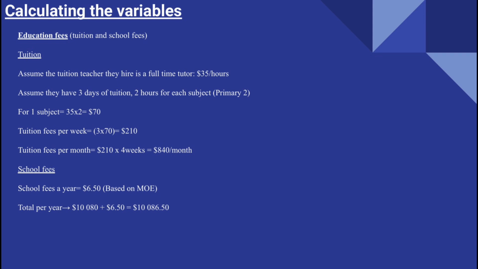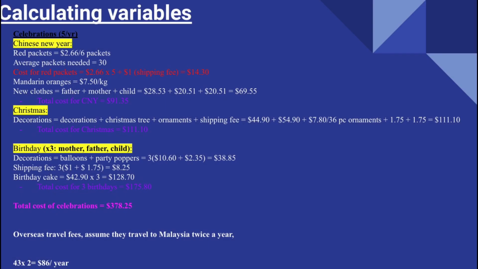Additionally, regarding education fees, it comprises tuition and school fees. For tuition, we assumed he has a full-time tutor and has tuition 2 hours a day for 3 days. Hence, the tuition fees will add up to $840 a month. Next, for school fees, based on the MOE website, it is usually $6.50 a month. Hence, altogether, the education fees will be $10,086.50 a year.